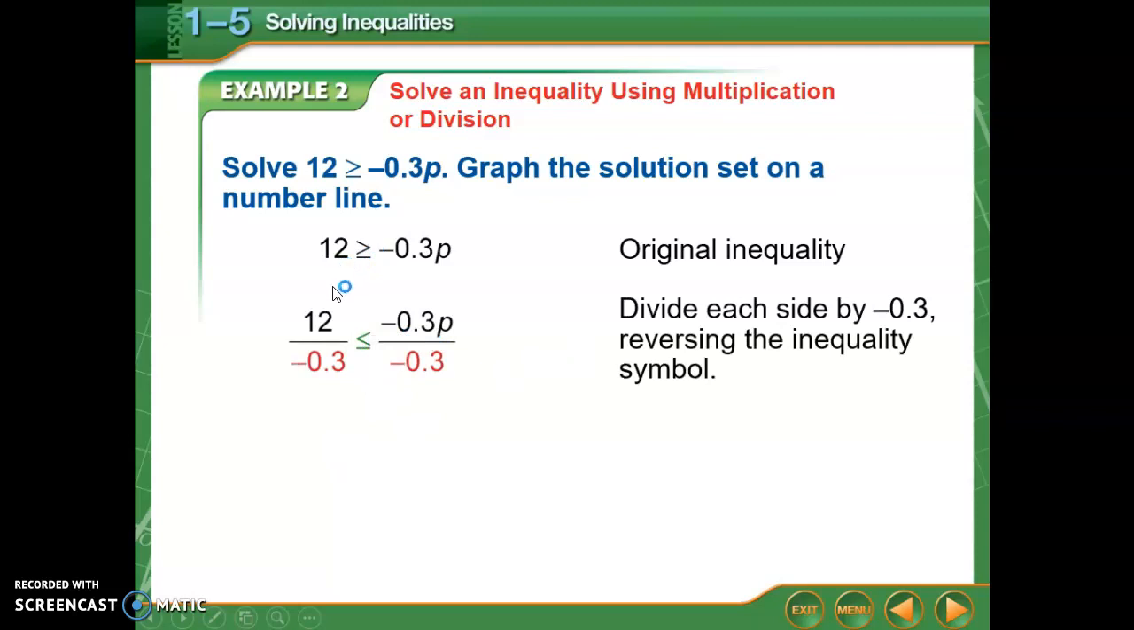So since we're dividing both sides by negative 0.3, we switch the sign from greater than or equal to less than or equal, okay? So 12 divided by negative 0.3 gives you negative 40 less than or equal to, cancel the negative 0.3 top and bottom, so you bring down P. And then switch the sign, so P is greater than or equal to negative 40.